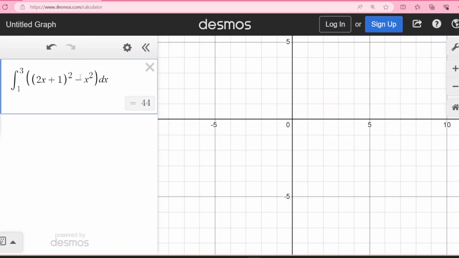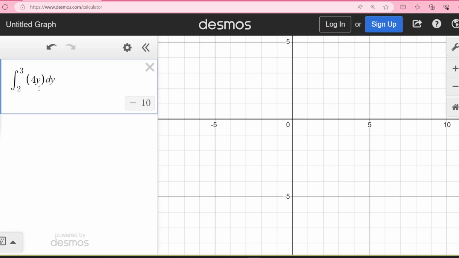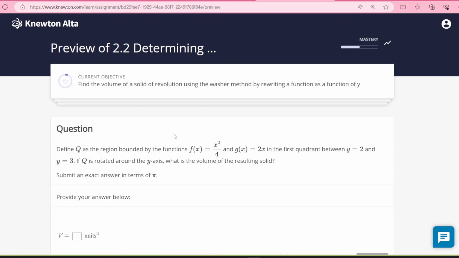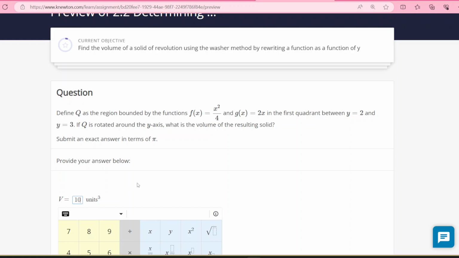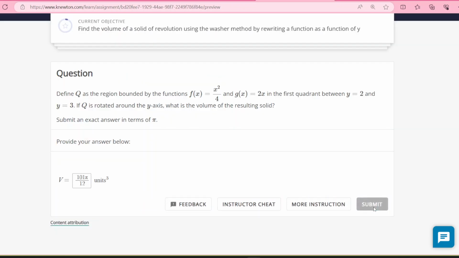I'm going to change x to y now. You can replace x with y, or just keep y. We're integrating from 2 to 3 now, so the limits are 2 to 3. And the integral we're doing is 4y minus y squared over 4. So we get 101/12 times pi. I'm going to enter this as 101 pi in the numerator, all over 12, in cubic units for the volume of the shape created.